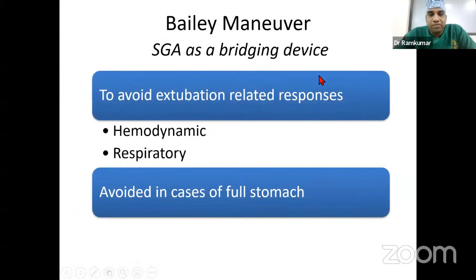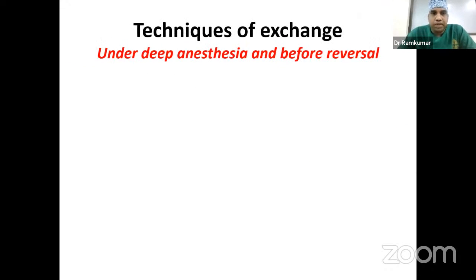Coming to another important advantage of these devices, it is the Bailey's maneuver. The supraglottic device can be used as a bridging device to extubate, just to avoid the extubation response like hemodynamic or respiratory responses, which is more beneficial in a neurosurgical patient or a patient with poor cardiac compliance, like very low EF, where you want to avoid tachycardia and other hemodynamic responses. In such cases, the supraglottic device can be used as a bridging device. It's called Bailey's maneuver. The contraindication is to avoid this in a patient who's got a full stomach. How to use it? It is always done in a deep plane and before giving the reversal.